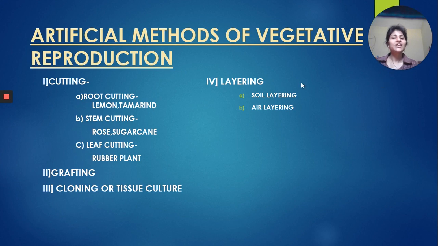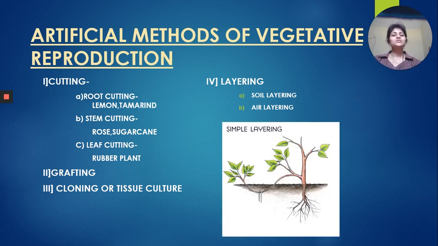Next type of artificial method is layering. Layering is the method in which roots are induced to grow before the stem is cut to form a new plant. It can be done by two methods. First is called soil layering or mound layering, and second is called air layering. In soil layering, the soft flexible part of the stem is taken and buried inside the soil until the root grows. When root growth completes, that plant is cut from the parent plant to lead an independent life. This process is done when the stem is in contact with the soil.